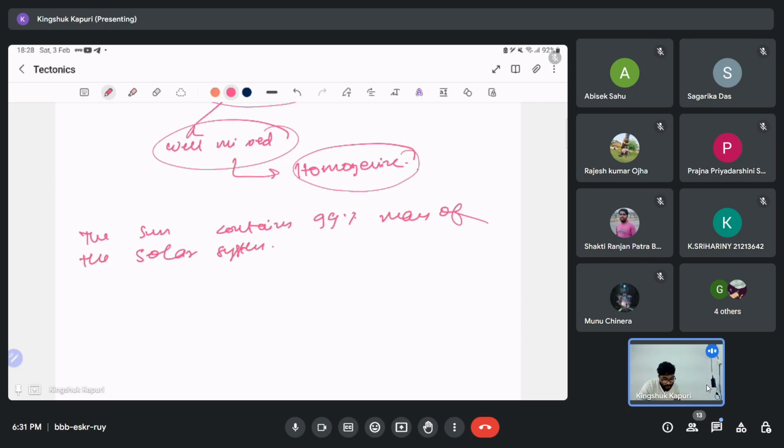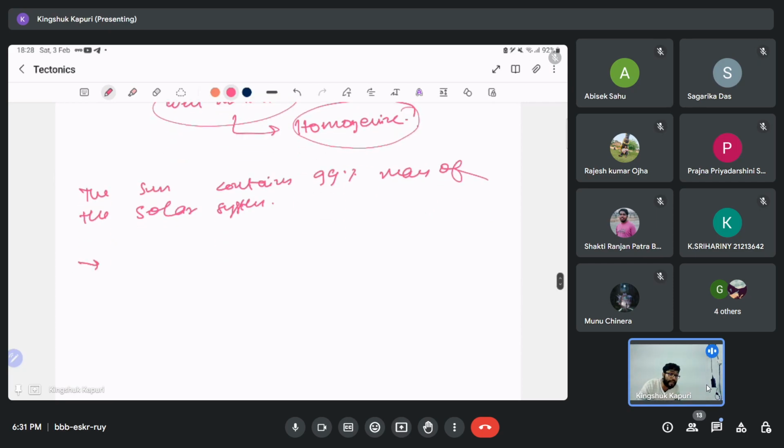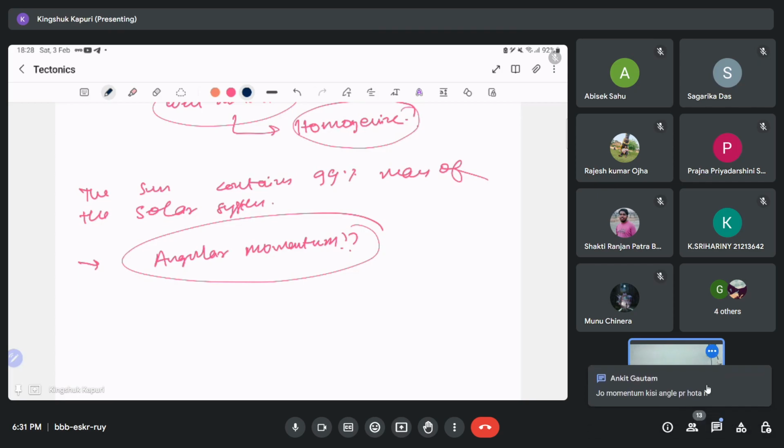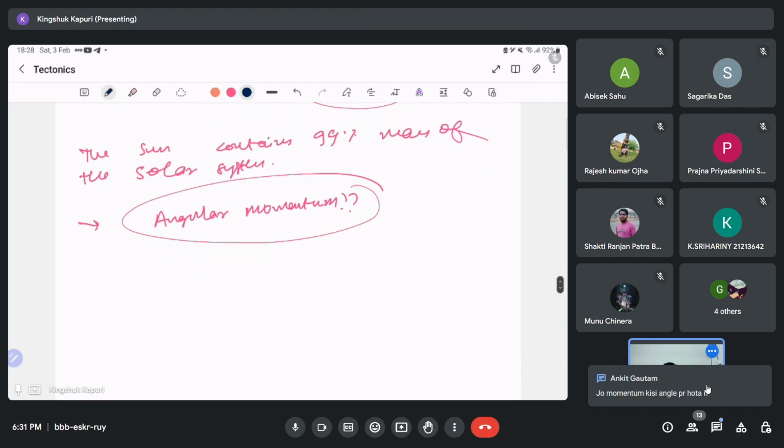So my question is, what happened to the angular momentum? Can you all tell me? So what happened with the angular momentum? If 99% of the mass is being concentrated at the core of the solar system, that is the sun, what will happen with the angular momentum?